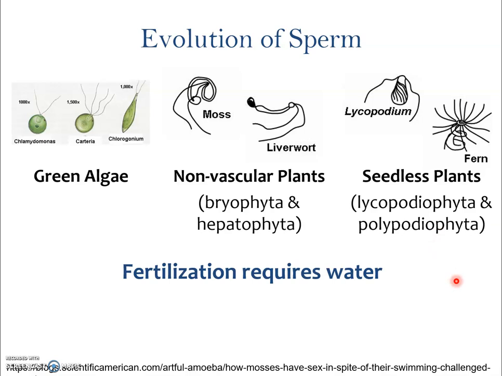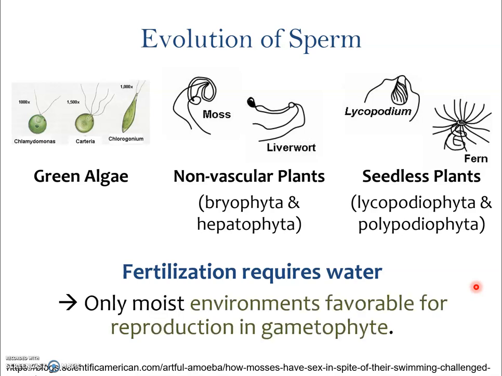So in all of these groups, fertilization requires water. You can't swim without water, and this then restricts the range of the organism. They have to be somewhere where conditions are at least sometimes suitable for fertilization. All right, so only places with extra water on the surface of the ground are favorable for fertilization in these seedless plants.